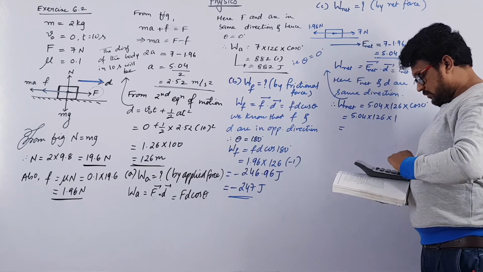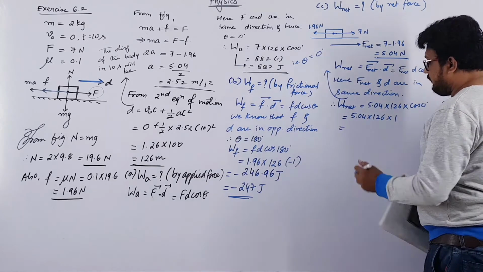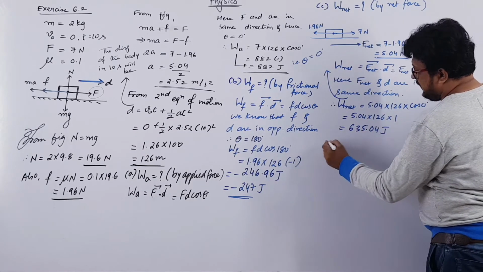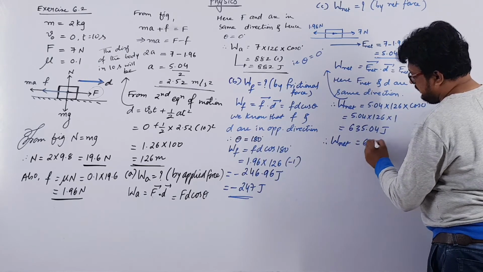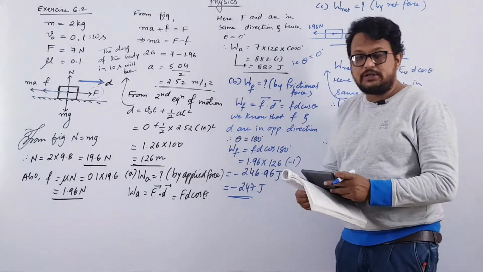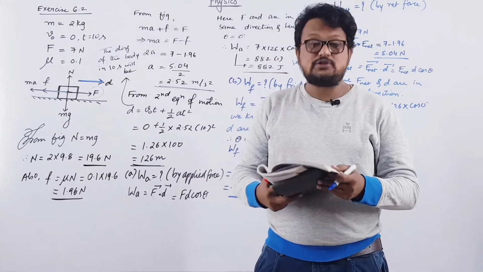5.04 into 126 will give you 635.04. So you can write, therefore, work done by the net force will be equal to 635 joule. This will be the work done by the net force on the body. Clear? D. Change in kinetic energy of the body in 10 seconds.